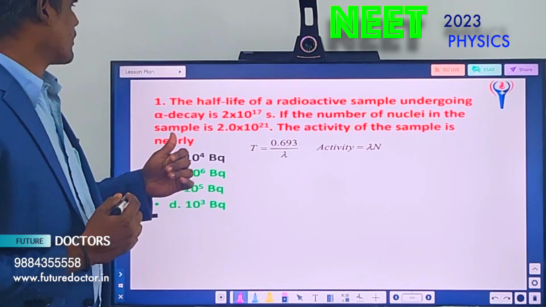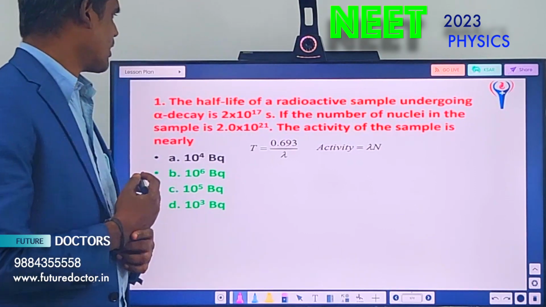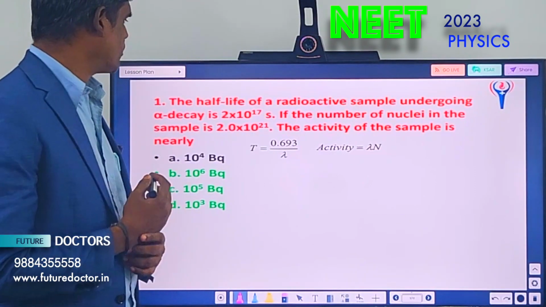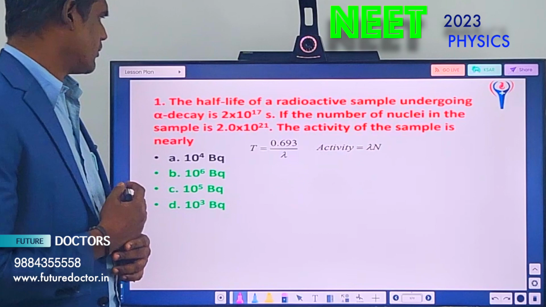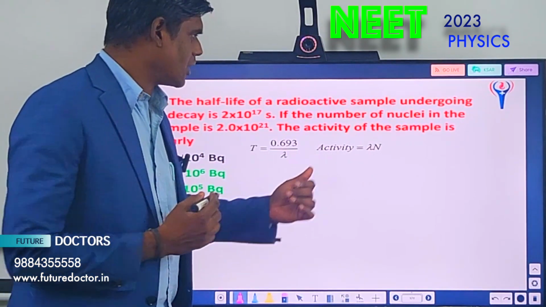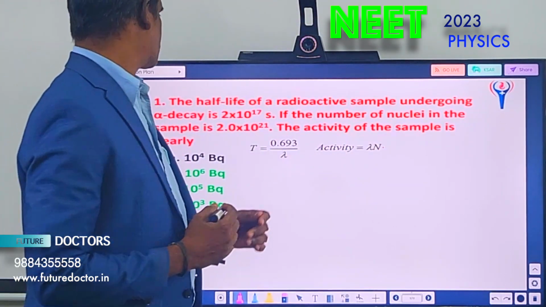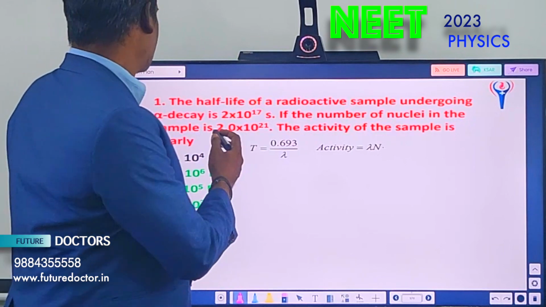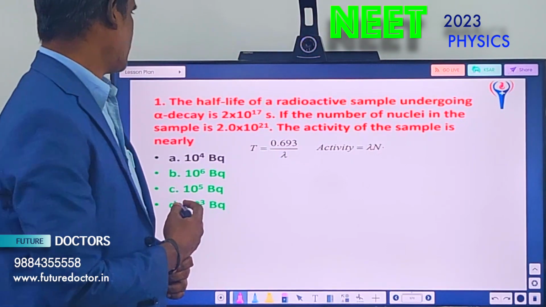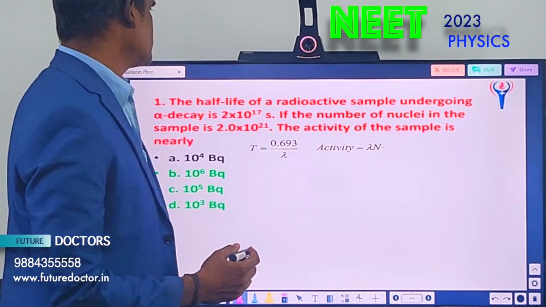The half-life of a radioactive sample undergoing alpha decay is 2 into 10 power 17 second. If the number of nuclei in the sample is 2.0 into 10 power 21, the activity of the sample is dash. Formula for activity is activity equal to lambda into N. And here lambda is the decay constant, and N is the number of nuclei, 2 into 10 power 21.